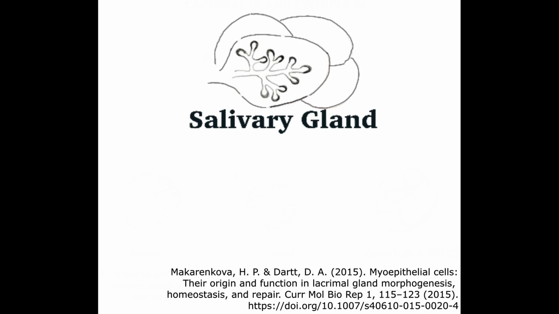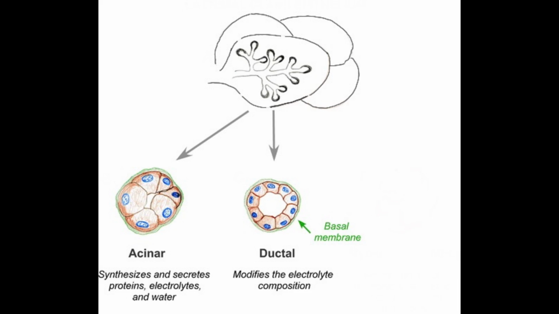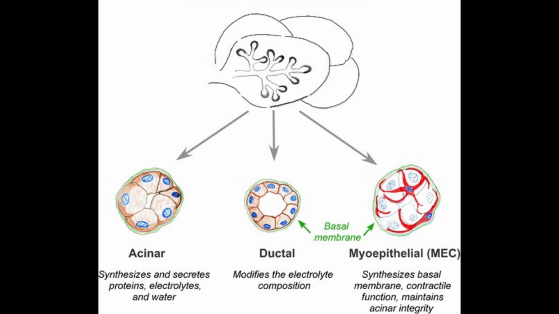Salivary glands comprise a series of secretory end pieces or acini. They are connected to the oral cavity by a system of ducts and then myoepithelial cells.